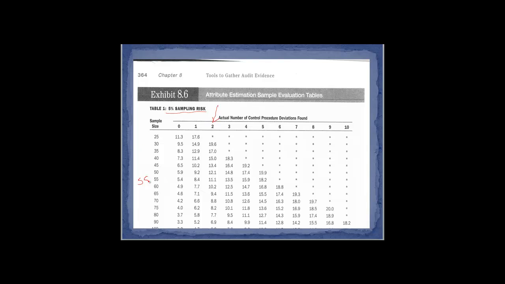You see 58 is not in the table. The textbook author tried to save space. They go 50, 55, 60 for the sample sizes. So we're between 55 and 60. To be conservative, we'll always use the row for 55, the lower row. That means that for our test, the upper error limit will be 11.1%.